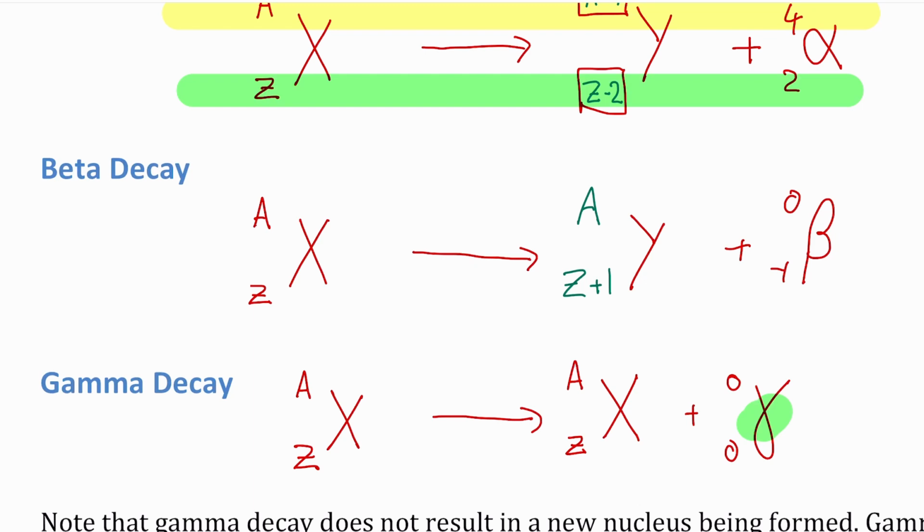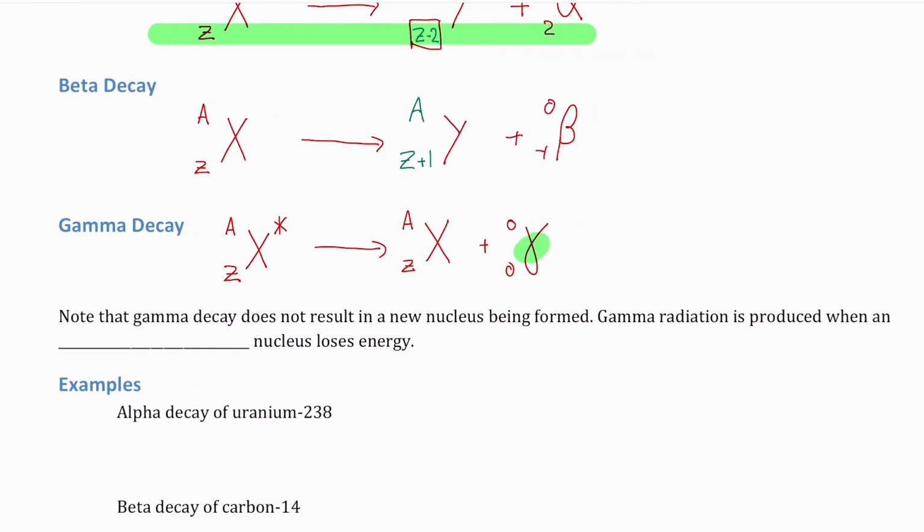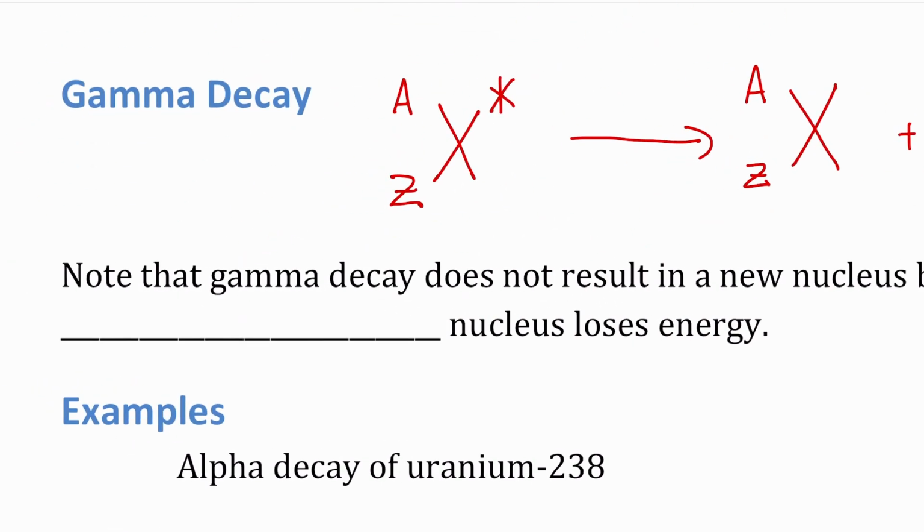Sometimes we see a little sort of asterisk, which represents just that it's what's called an excited nucleus. It has a bit more energy than it wants, and it needs to get rid of that energy as a gamma particle or a gamma wave. So note that gamma decay does not result in a new nucleus. Gamma radiation is produced when an excited nucleus loses energy.